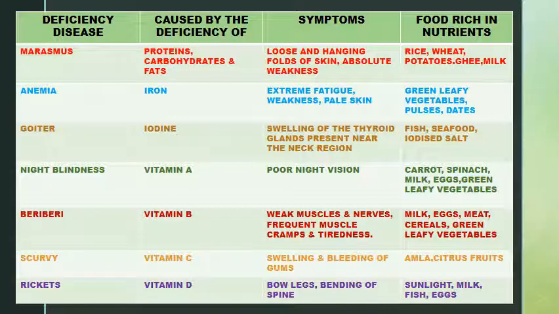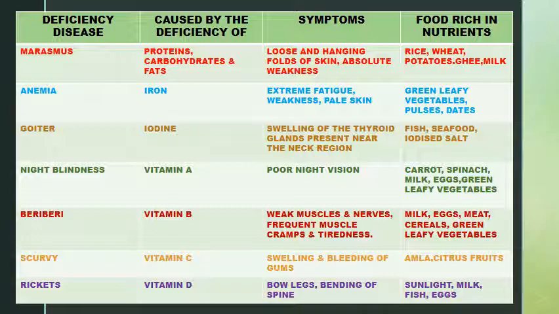First is marasmus. Nutrient deficiency is the main cause of this disease. It occurs in children that do not take enough proteins, carbohydrates, and fats. In this, the child becomes so thin that loose folds of the skin can be seen all over the body. In order to prevent this disease, we should eat food which is rich in proteins, carbohydrates, and fats.